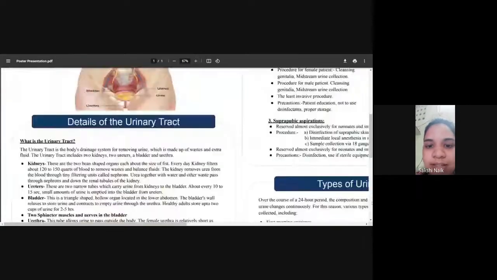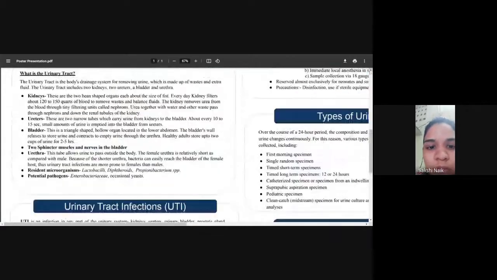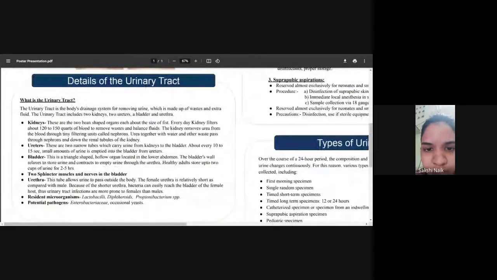Okay, so now let us start. What is the urinary tract? So the urinary tract is the body's drainage system for removing urine, which is made up of waste and extra fluid. So for normal urination to occur, all the parts of the urinary tract need to work together and in a correct order. So the urinary tract basically includes two kidneys, two ureters, a bladder, and a urethra. So the upper urinary tract includes kidneys and ureters, and the lower urinary tract includes bladder and urethra.